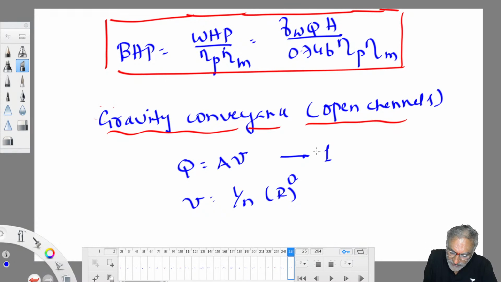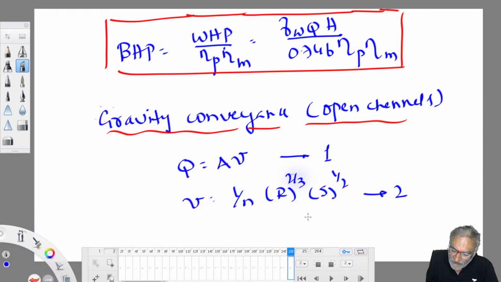V is equal to 1 by n, R power 2 by 3 and S power half. So these two formulas are used, R power 2 by 3 and S power half. Using these two formulas, there are two unknowns here, and those two unknowns you can find out.